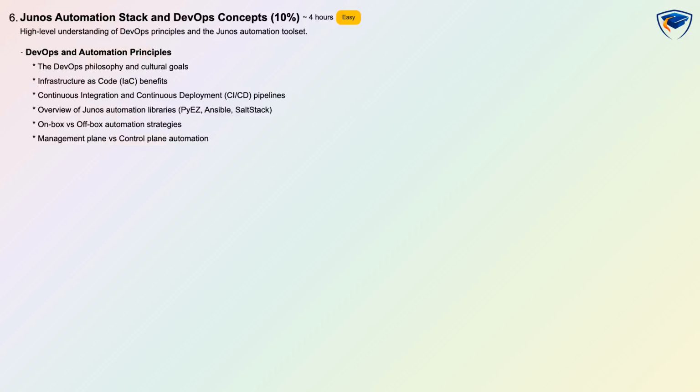The domain also outlines the Junos automation libraries such as PyEZ, Ansible and SaltStack, the differences between on-box and off-box automation strategies, and when to automate the management plane versus the control plane.